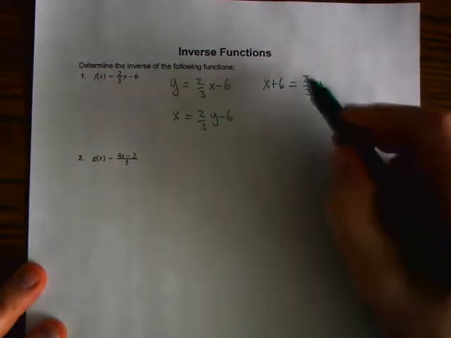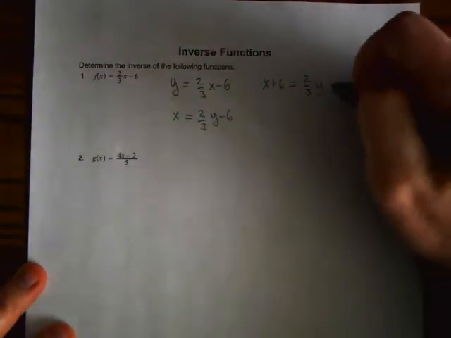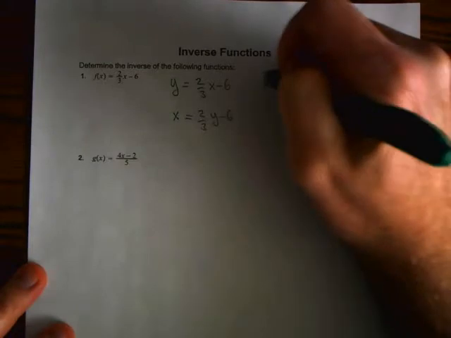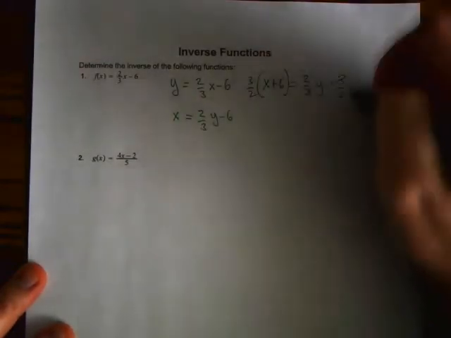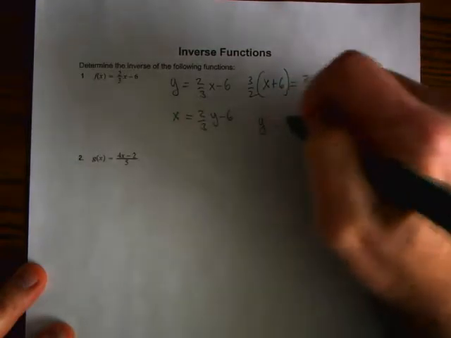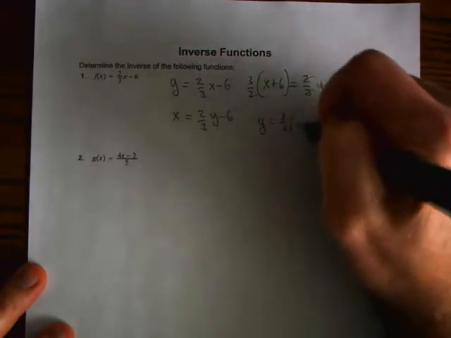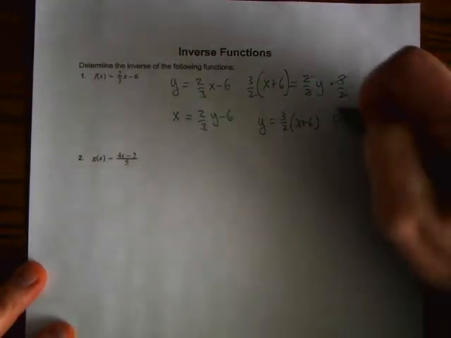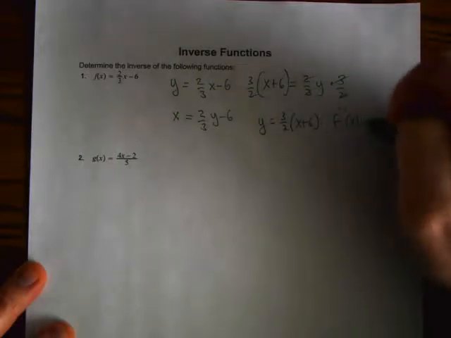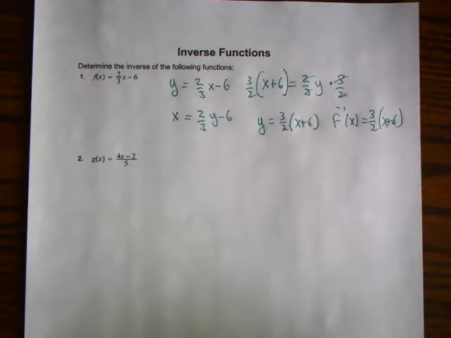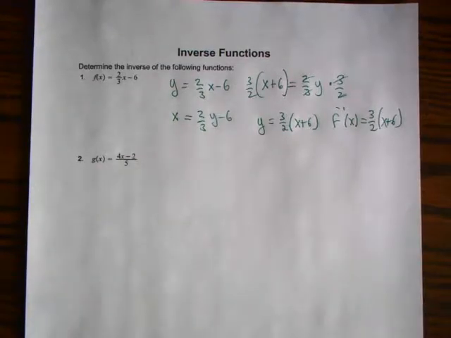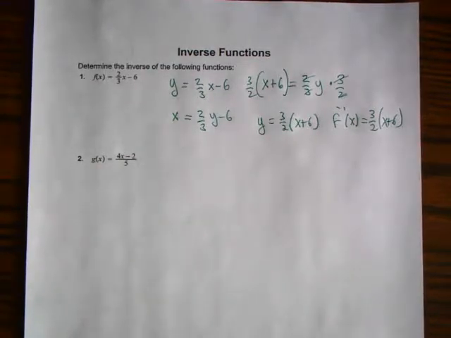Then to get rid of the 2/3, I would multiply by 3/2. The 3 is reduced, the 2 is reduced, and I get y equals 3/2 times x plus 6. So the answer is f inverse of x is 3/2 times x plus 6. So that's how we find an inverse. We use the information that x's and y's switch, so we switch them, and then we solve.